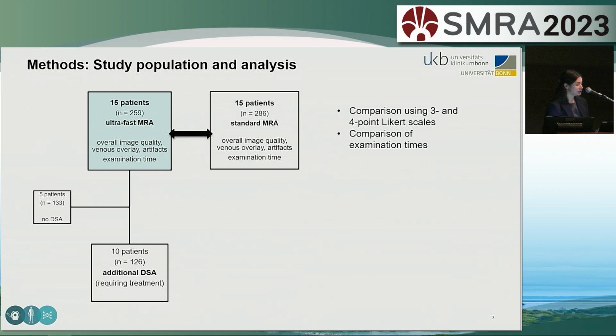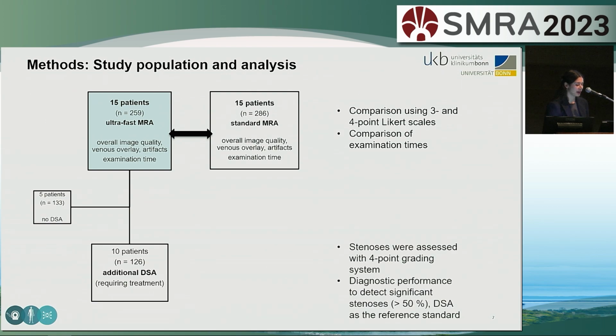In 10 patients who obtained ultra-fast MRA, we performed DSA the following day for an interventional procedure. The stenoses in the 10 ultra-fast MRA patients who obtained DSA were assessed with a 4-point grading system, and measures of diagnostic performance to detect significant stenosis higher than 50% were determined with DSA as the reference standard.